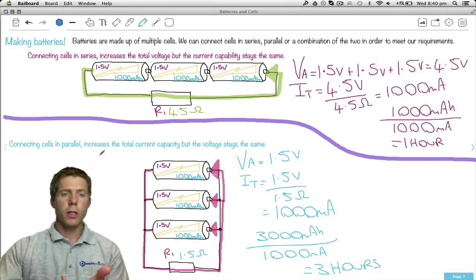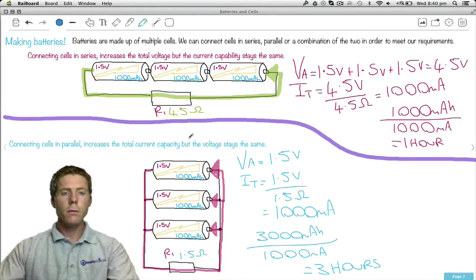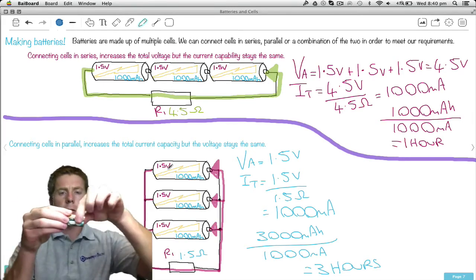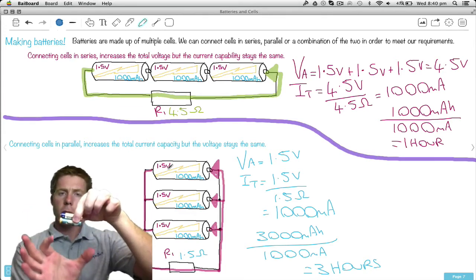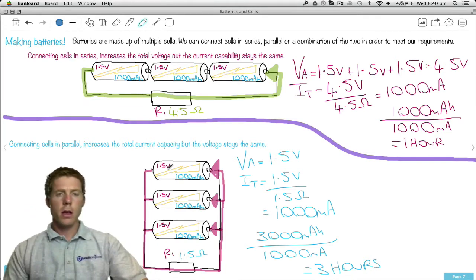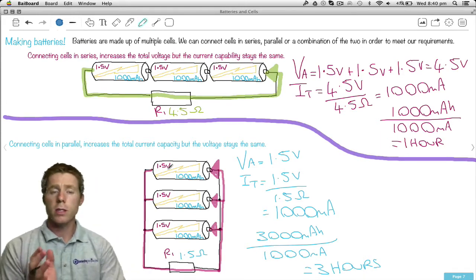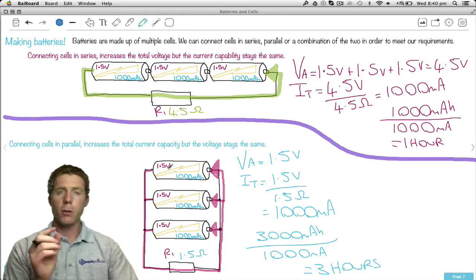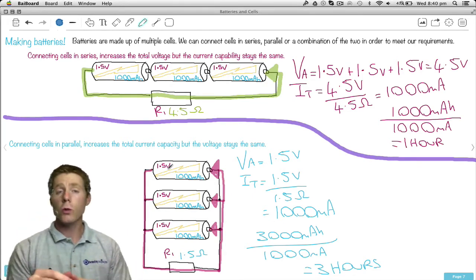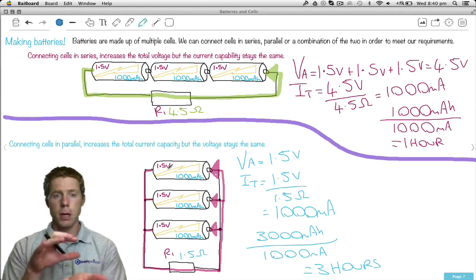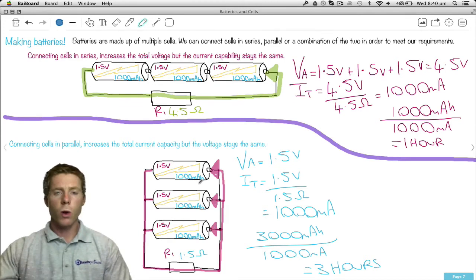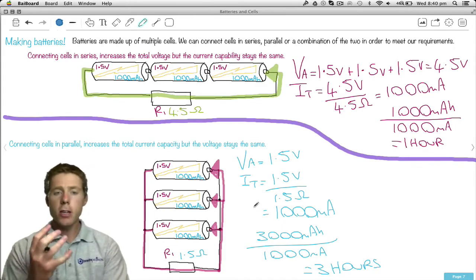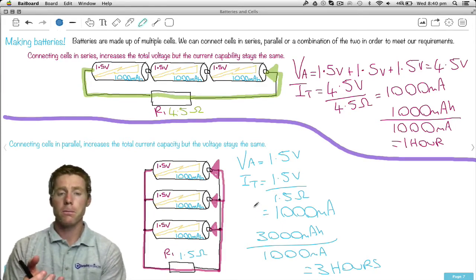Now, the other way we can do it is connecting them in parallel. In parallel, we just need to get multiple cells like this. We get 1, 2, in this case we get a third one, and we just connect all the positives together, all the negatives together. Now this time you don't actually increase the voltage at all, it stays at 1.5 volts. The only way you can increase the voltage is connecting them in series. But the good thing is, we increase the total current capacity of the battery itself. So this time, if we've got 1000 milliamp hours plus 1000 milliamp hours plus 1000, we actually increase it to a total of 3000 milliamp hours.